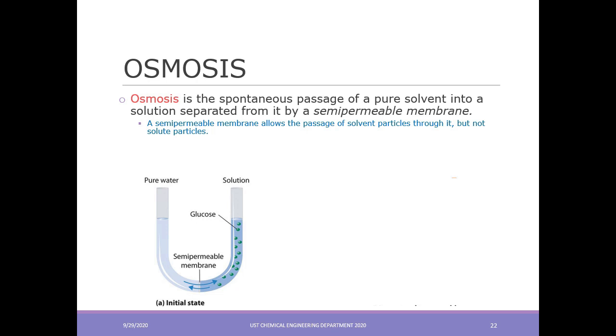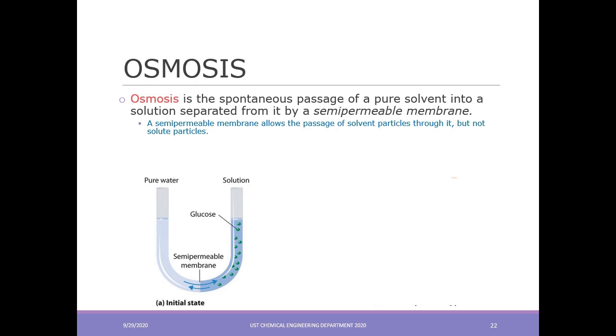The last colligative property that we will discuss is osmotic pressure. But first, let's define osmosis. This is the spontaneous passage of a pure solvent into a solution separated by a semi-permeable membrane that allows only the passage of the solvent and not the solute. Consider the figure below, wherein one side contains the pure solvent and the other is a solvent-solute mixture, which is separated by a semi-permeable membrane.